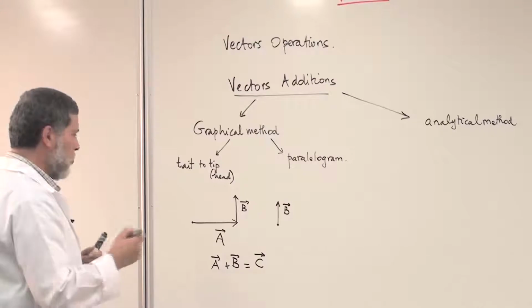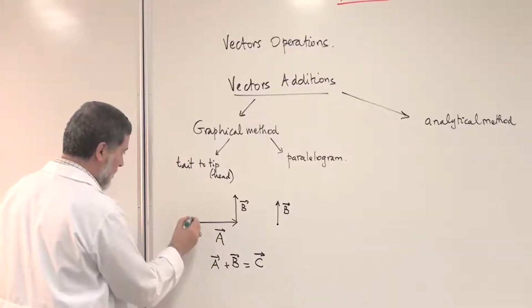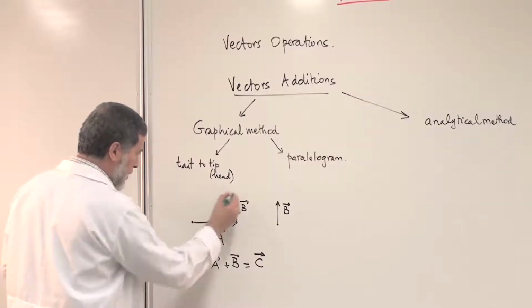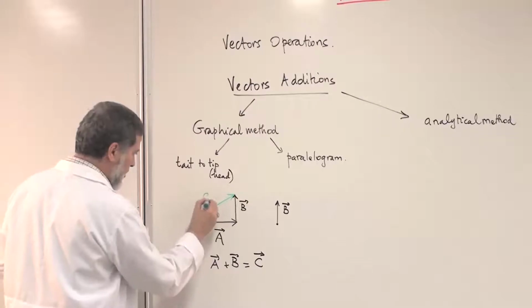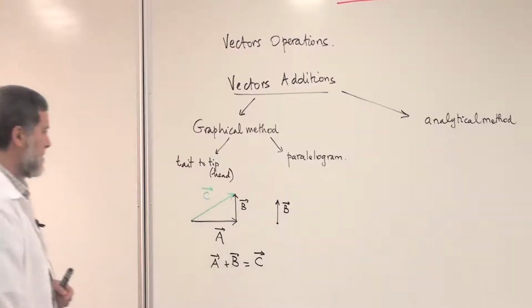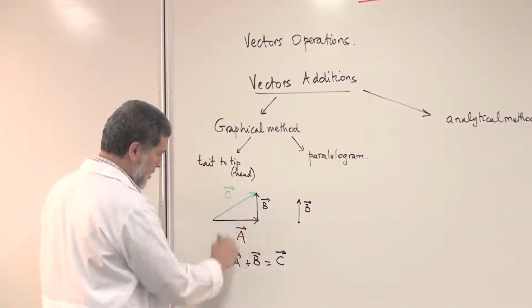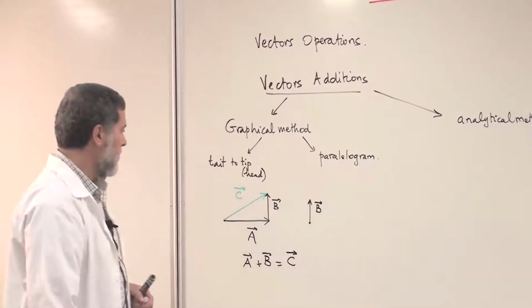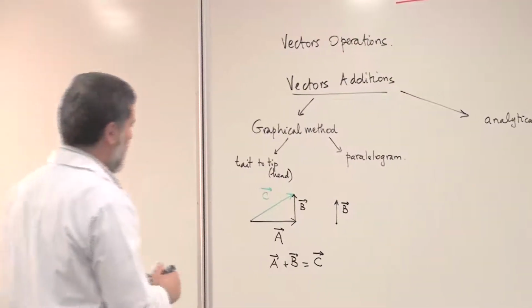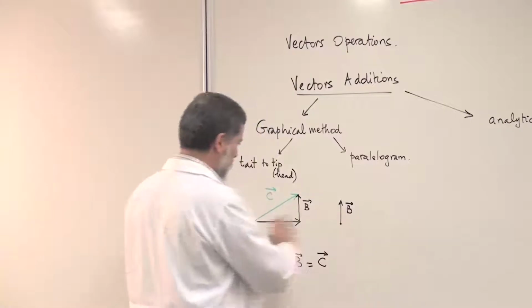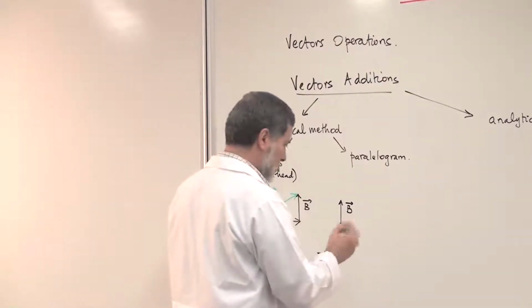To add them graphically to get the vector C, you go from the tail of vector A to the head of vector B, you join like this. And this is my vector C. So the vector C now is the addition of vector A and vector B. The parallelogram method is similar to the tail to head method, but I will show you now how to do it.